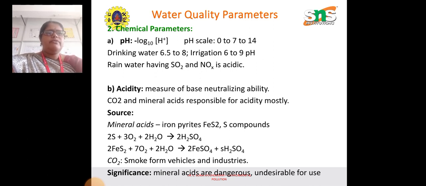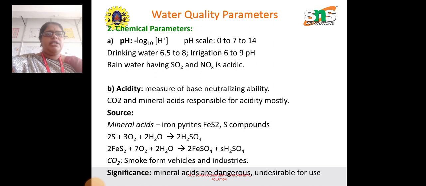So in the last video, we were seeing about the water quality parameters and we were seeing about the physical parameters. Now we are going to see in this video about the chemical and the biological parameters. Okay, so chemical parameters, the first is the pH.